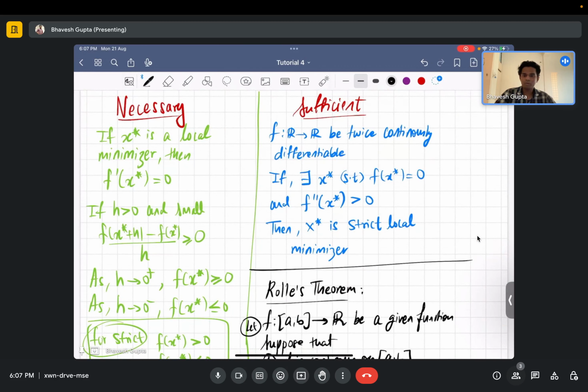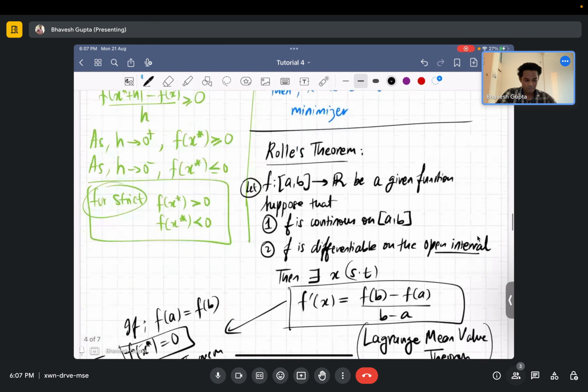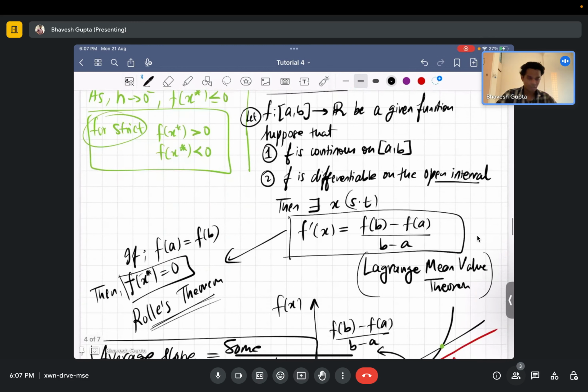They play a very important role in the field of optimization, where we have a problem and we want to know what is the best configuration so that we can minimize or maximize our cost function. Then we will see various theorems such as Rolle's theorem and the Lagrange mean value theorem.